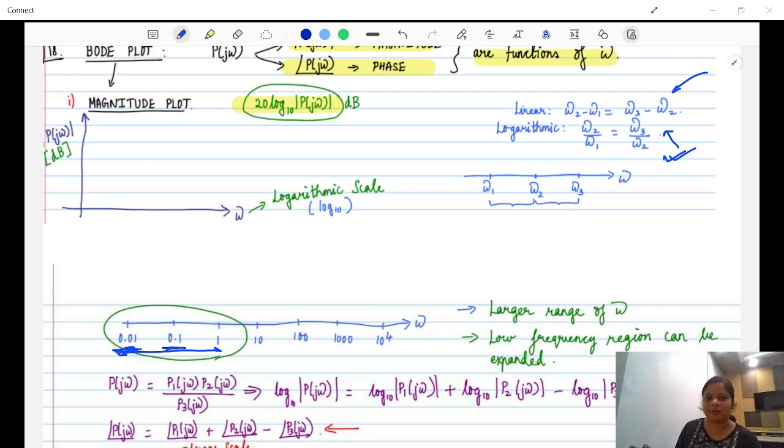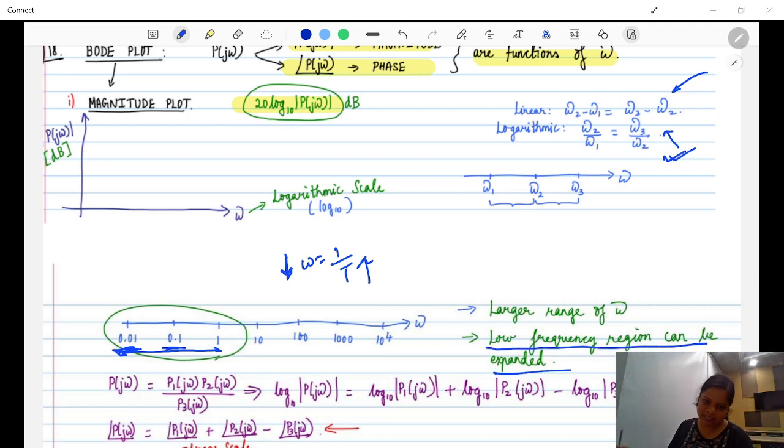Then you'll see that you have some very important behaviors in lower frequency regions. Like you'll have the corner frequency there, because corner frequency is 1 upon T. We'll see that now also. So if this is large, this would be small. So we need to see where my system is going to show some change in behavior from, let's say, a constant magnitude to some other magnitude that has some constant slope. So for all those reasons we need the low frequency region to be expanded.